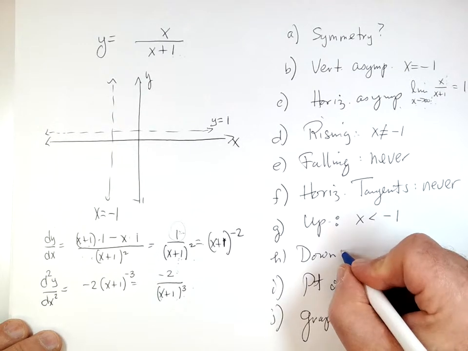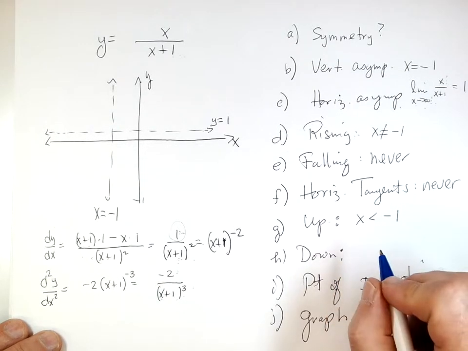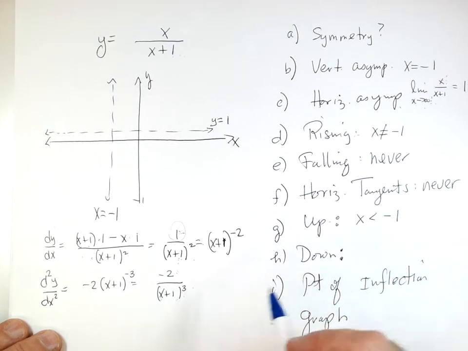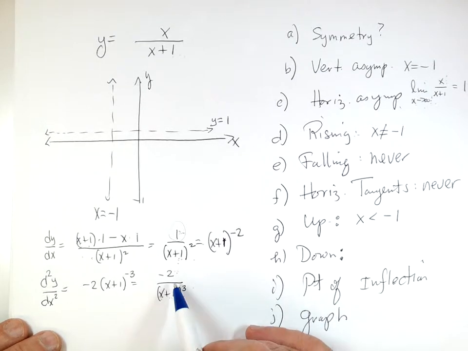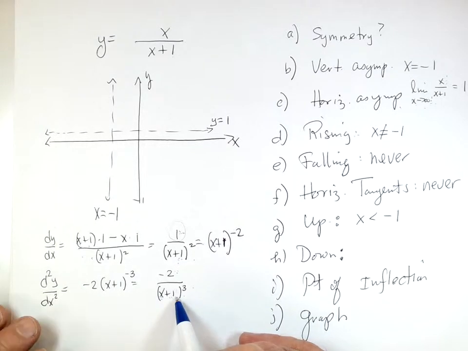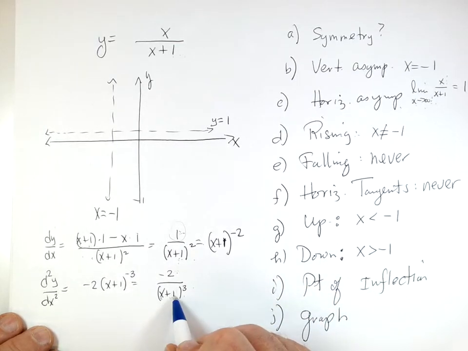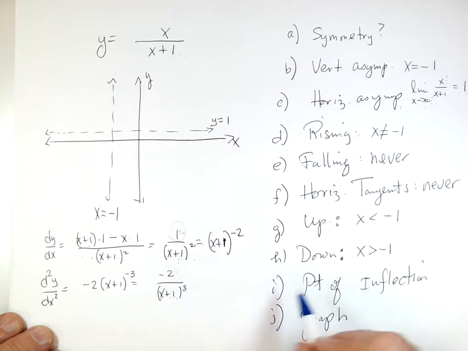Okay. Where is this concave down? It's concave down where the second derivative is negative. Where is the second derivative negative? Well, where the denominator is positive. Where is the denominator positive? When x is greater than negative 1. When x is greater than negative 1, this will be positive, cubed is positive, negative divided by positive is negative.